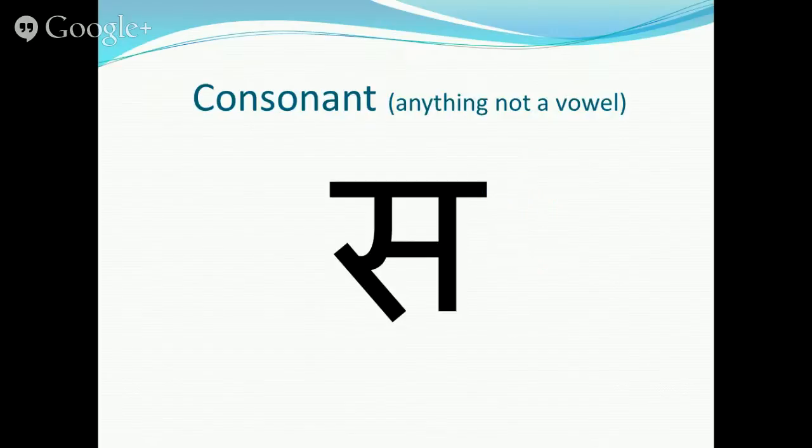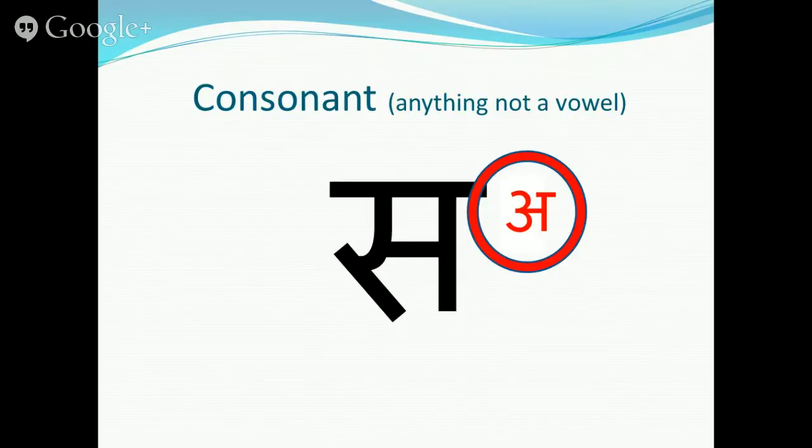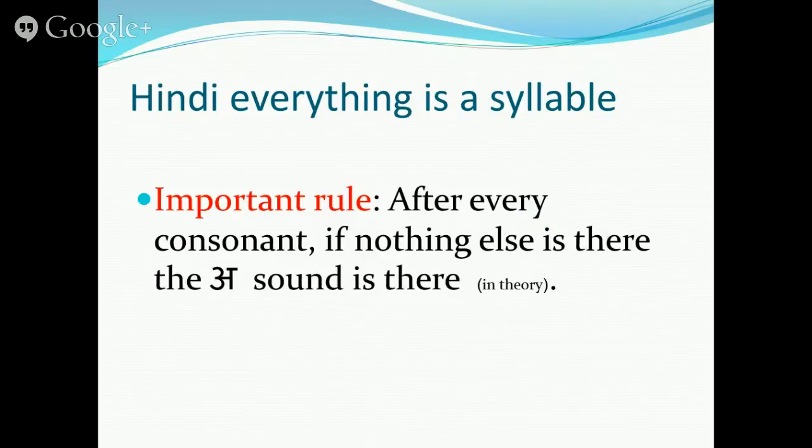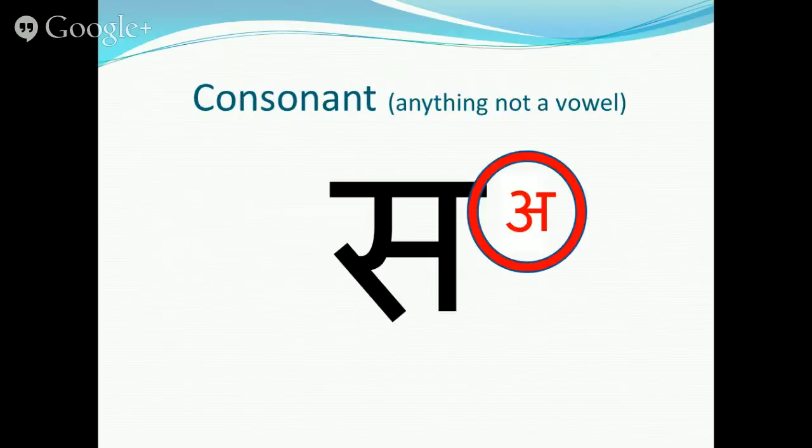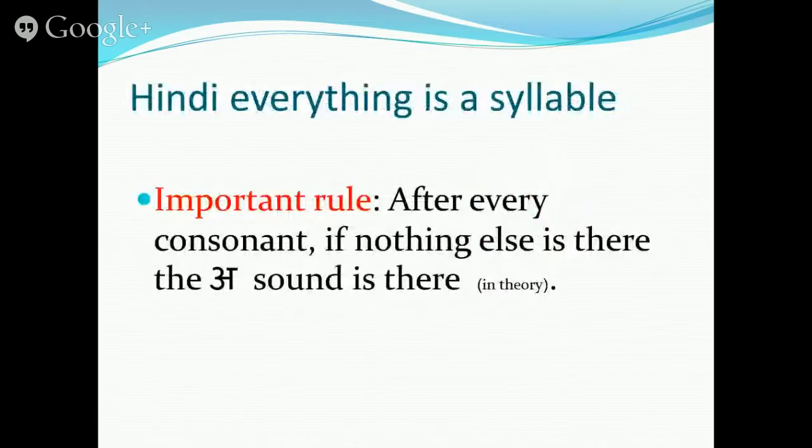So we said that if nothing else is there, the default vowel is there. So this is actually sa. After every consonant, let's repeat, if nothing else is there, the default vowel is there. Well, in theory, because there are exceptions. This is one of the sources of exceptions in Hindi reading. There are not many, but this is one. But in theory, after every consonant, the default vowel is there if nothing else is there.